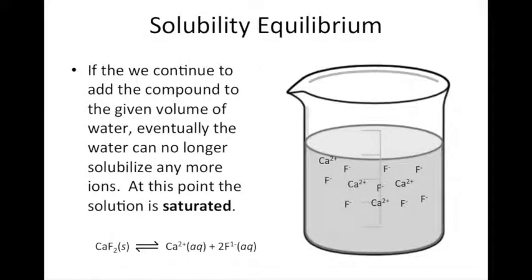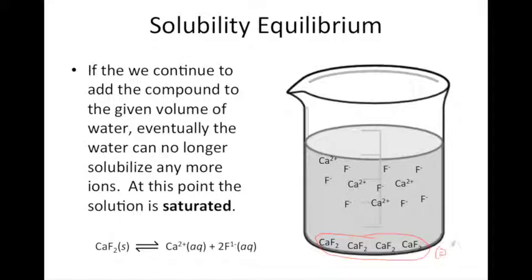If we continue to add the calcium fluoride to the same water, eventually we'll get to the point where the water can no longer solubilize or hold any more ions. At this point, the solution is said to be saturated. If we continue adding solid calcium fluoride to our water, the water can no longer hold any more, and so it will begin to precipitate or settle down to the bottom.